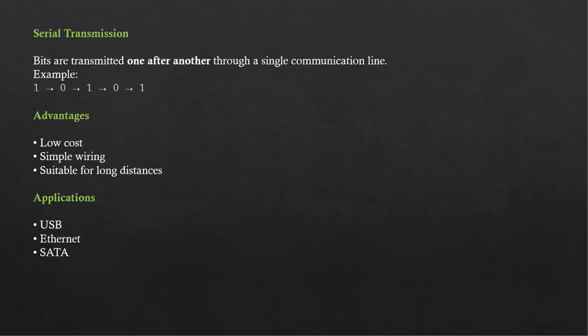Let's move on to serial transmission and parallel transmission. In serial transmission, bits are transmitted one after the other through a single communication line. For example, the bits 1, 0, 1, 0, 1 are transmitted sequentially. The main advantage is low wiring requirements, lowering cost, and good reliability over long distances. USB, Ethernet are some traditional examples of serial transmission.